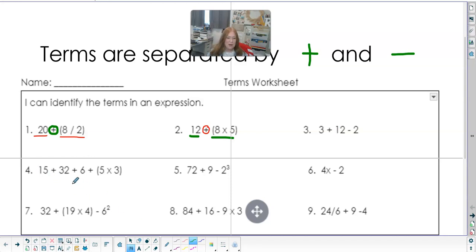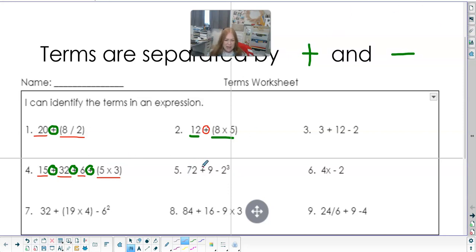So next up, we've got number 4. So I can see an add sign here and another add sign, and a times sign. So our terms, we have 15 is a term, 32 is a term, 6 is a term, and 5 times 3 is a term as well. So if I had 3 add or subtract signs, then I have 1, 2, 3, 4 terms. There's always one more term than there are add or subtract signs.